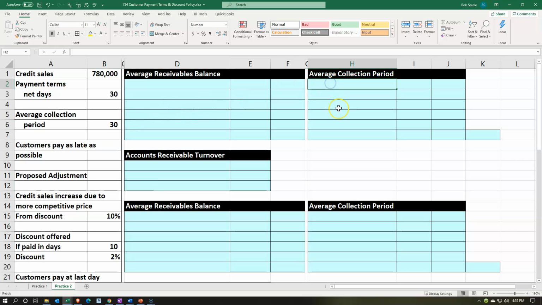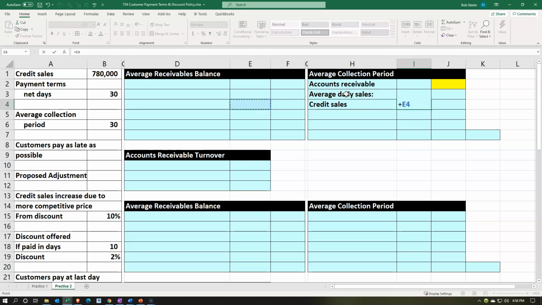So the discount calculation will typically be accounts receivable divided by the average daily sales. So accounts receivable, that's the unknown. I'm going to make this yellow, right click and yellow. Then we got the average daily sales, which is going to be the credit sales. This will be equal to then the credit sales, which are going to be equal to the 780 divided by the days in a year, which we're going to round out to be 12 months times 30 days to make it nice and even.